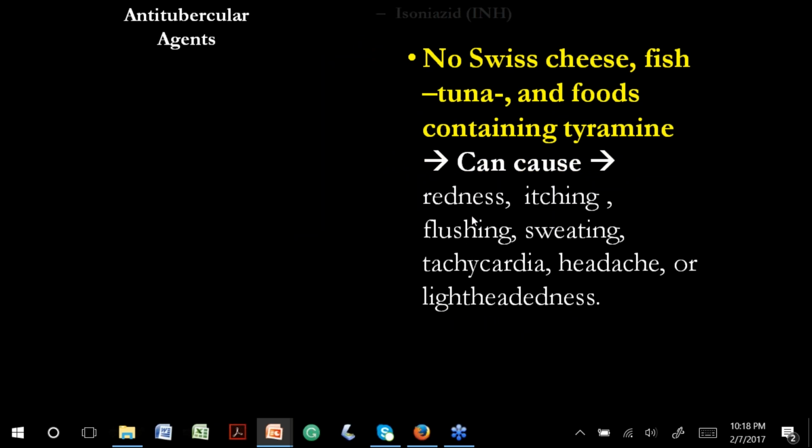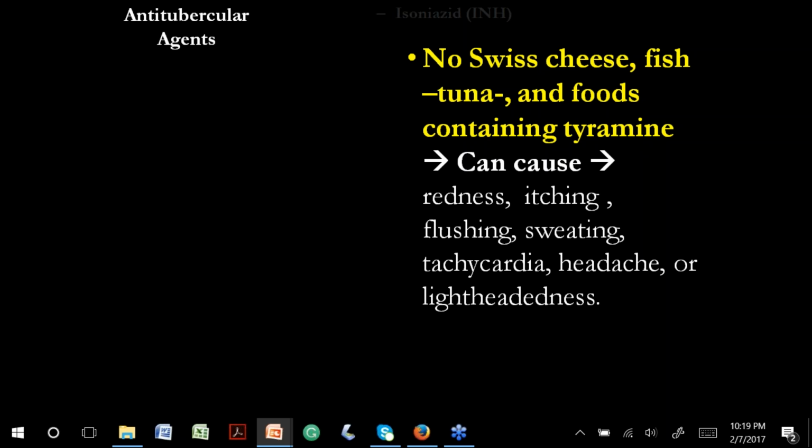Another thing is going to be tyramine. Tyramine is mostly what can cause redness, itching, flushing, sweating, tachycardia, headache, or lightheadedness. So these are minor side effects, but on the NCLEX, they like to ask sometimes about tyramine. Why? Because it can interact with another pathology, for example Parkinson's, the MAO inhibitors. The MAO inhibitors are going to interact with tyramine. So tyramine can be a source of many questions.